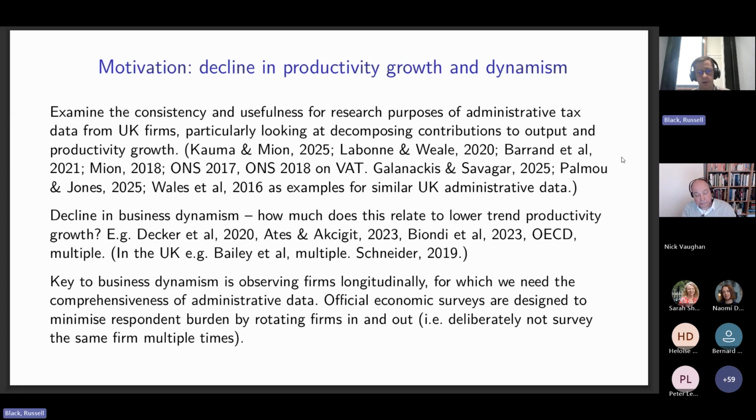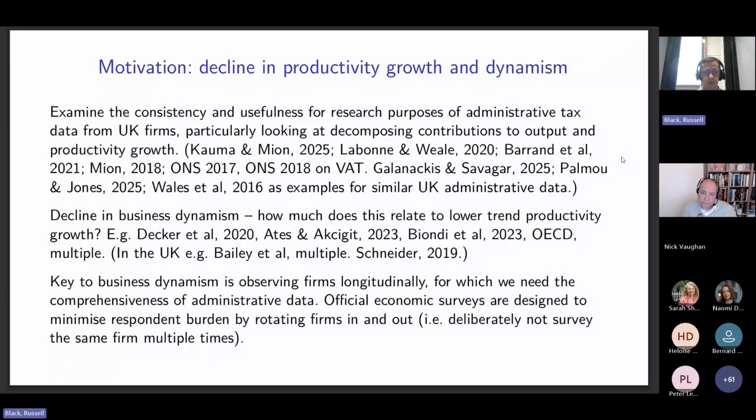This is not what the ONS economic surveys do. The ONS economic surveys are designed to not do this. They are designed to not annoy the business people filling out the surveys as much as possible, while also collecting the best possible economic data. They do this by rotating firms in and out, so that the burden on responding to the ONS is shared across as many businesses as possible. This is great, except if you're trying to track businesses over time.